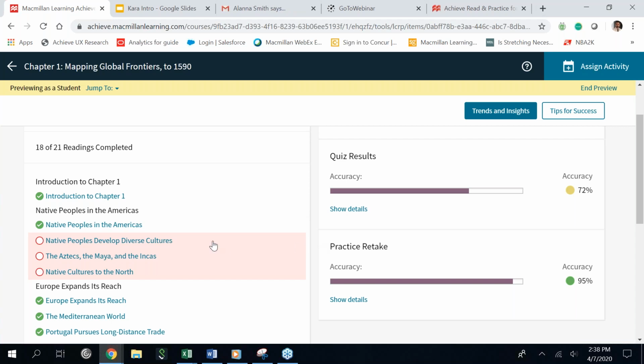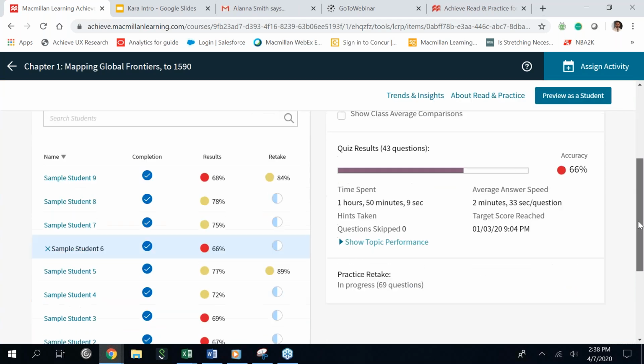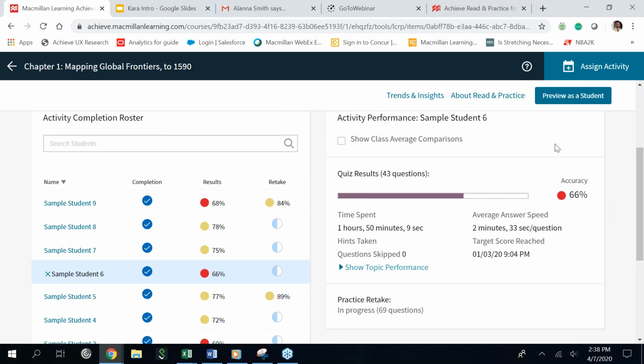There's a lot here. I could probably talk for half an hour unpacking a lot of this stuff. Hopefully that gives you a fairly decent idea of how Learning Curve works and what the differences are between Read and Practice and Learning Curve. That check your understanding question and the retake are the main differences between the two. So if this was just the Learning Curve, I would see this data over here, but I wouldn't have this option to retake.